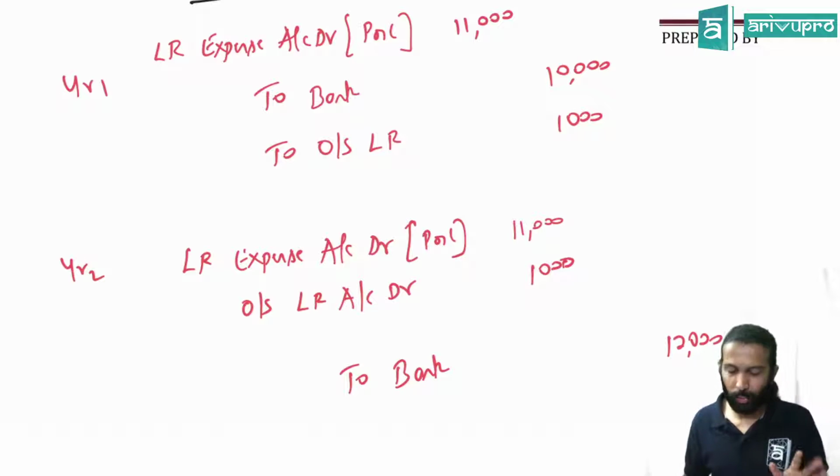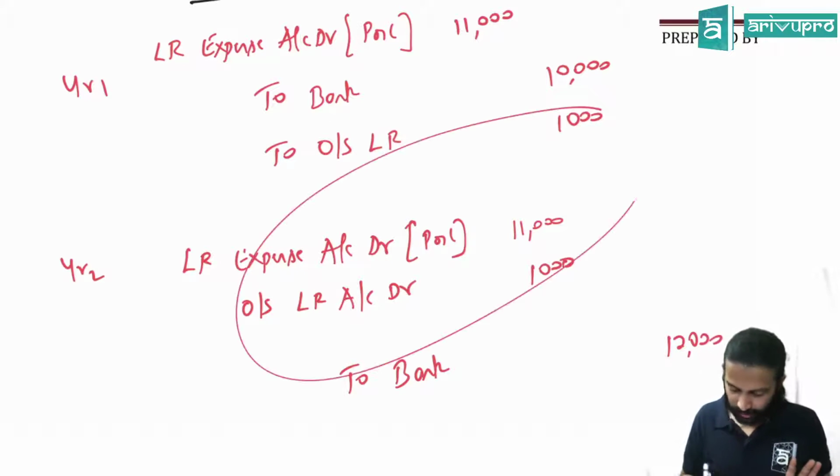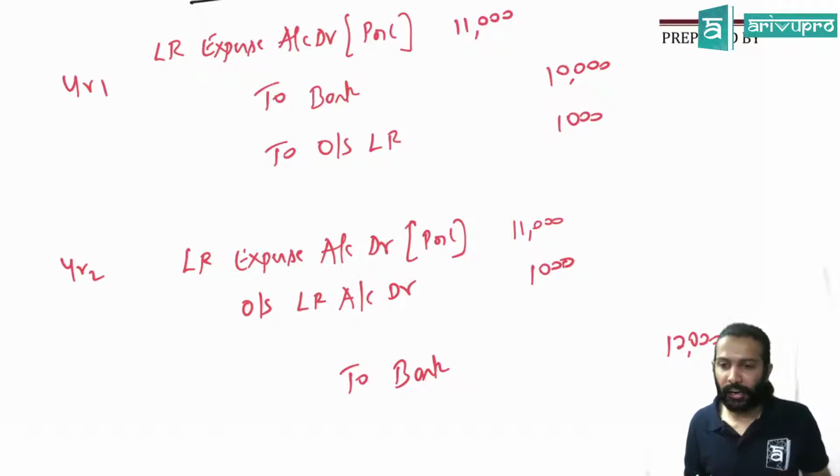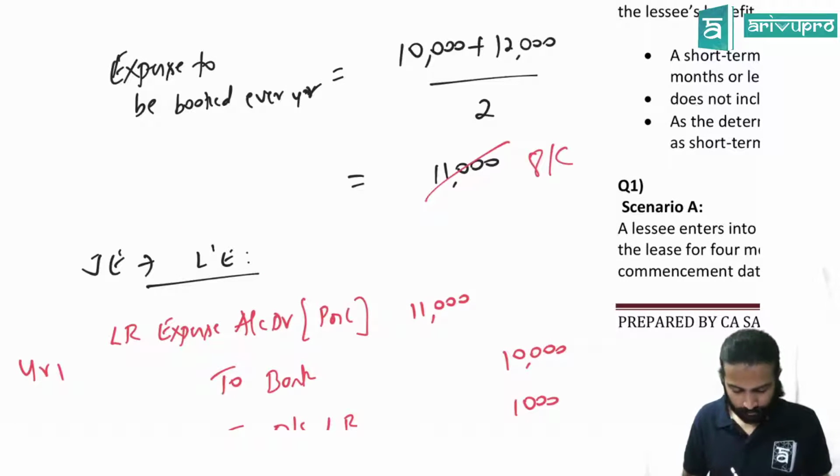Fair enough. They only told us to book it on a straight line basis. Actually, they'll give you operating lease adjustments, so in a way it gets covered there. Easy? That's all. Here I took an example of outstanding. It is possible that instead of 11,000, this is 8,000. If the expense to be booked is 8,000, can you tell me what will be the journal entry?